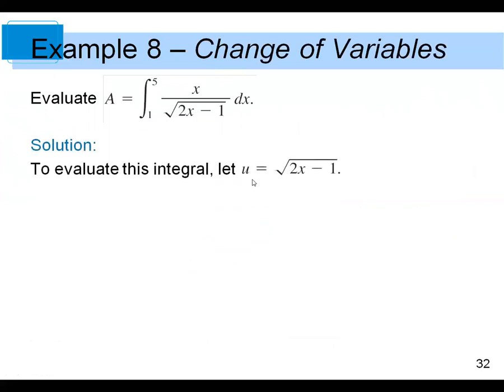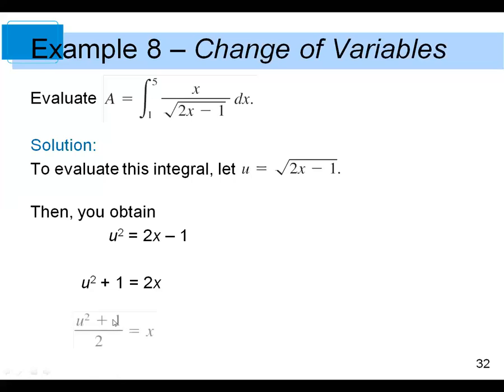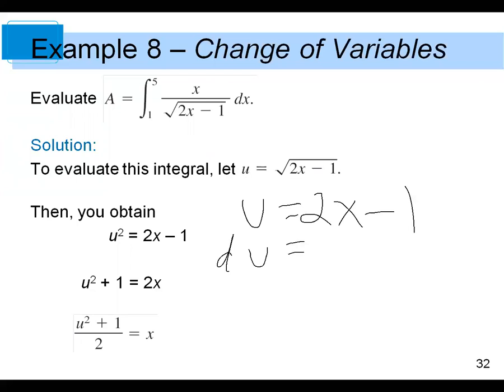So to evaluate this integral, let u equal the square root of 2x minus 1. Then you obtain u squared equals 2x minus 1, and u squared plus 1 equals 2x, and x equals u squared plus 1 over 2. So you might be saying, okay, up to this point, u was always the inside. How come we made this the square root and not just the 2x minus 1? Well, let me show you. If you let u equal 2x minus 1, then du equals 2 dx. Looking good so far, I can just divide off.